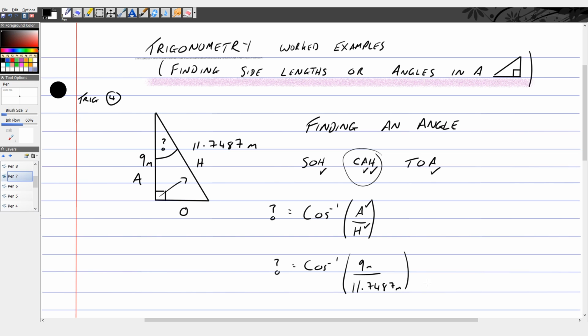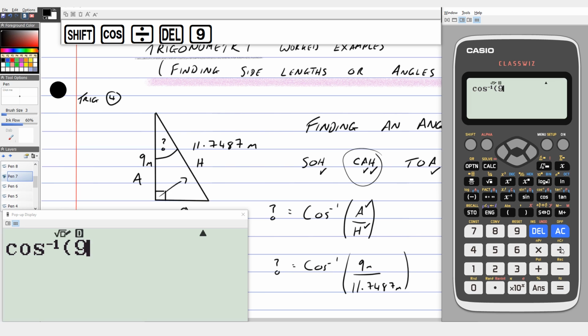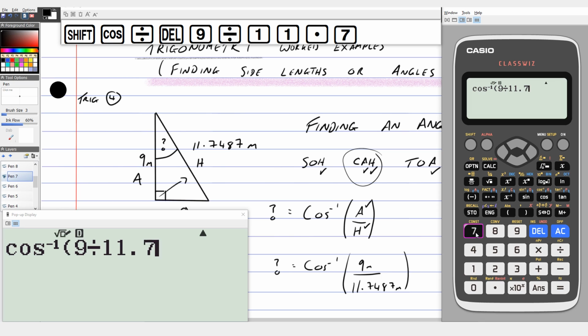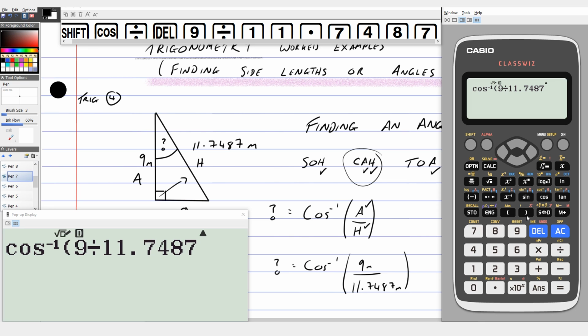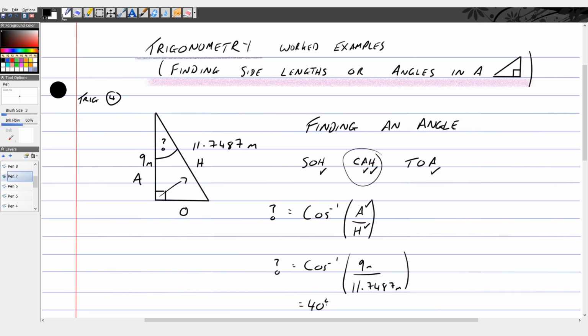11.7487 meters. So get the calculator up, make sure it's in degrees mode. To do cos to the minus 1 or inverse cos, you do shift cos, and we do 9 divided by 11.7487, close a bracket, press equals, 40 degrees. So this answer is 40 degrees. So this unknown angle is 40 degrees.